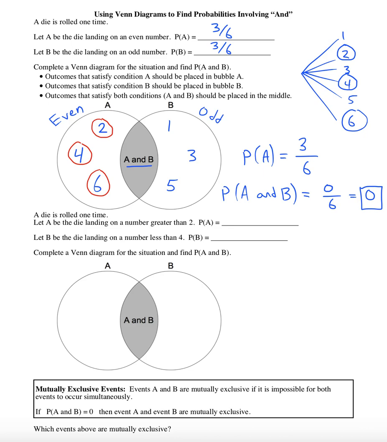Let's look at an example where there actually may be some overlap. A will be defined as rolling a number that is greater than 2. And B can be rolling a number less than 4. Now on the side here, I'm just going to list the different possibilities, and let's see if we have any overlap. Let's see, we got 1 through 6.